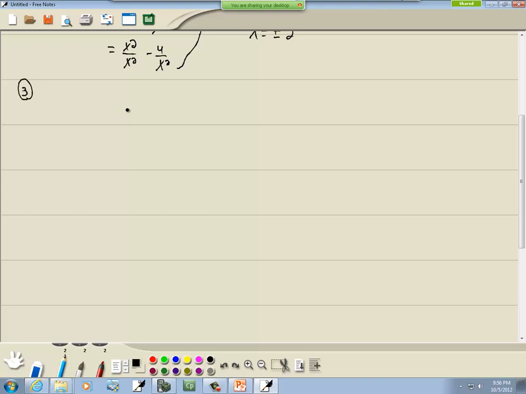So we got x is equal to negative 2, x is equal to 0, and x is equal to positive 2.